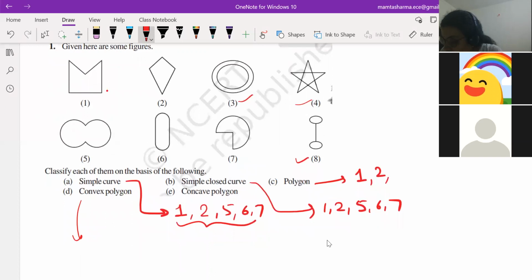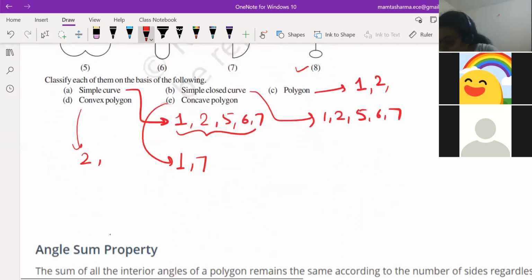Convex is this one. The second one is convex and the first one is concave. So the first one is concave, the second one is convex. Other than the first and second, any convex shape? The seventh is also concave. Ma'am, is the fourth one convex or concave? Convex, ma'am. No, the fourth one is not convex.